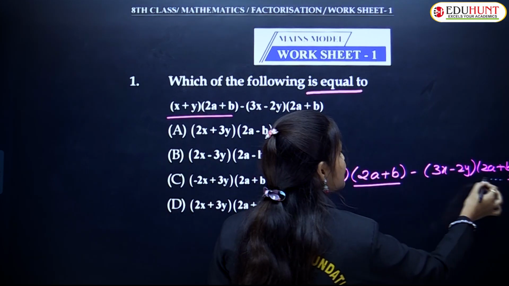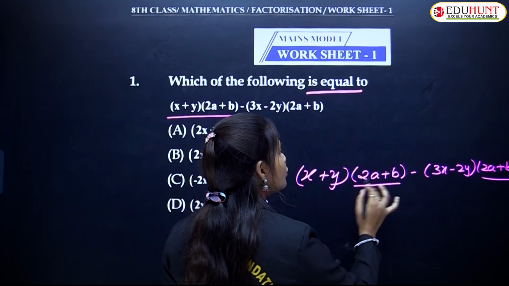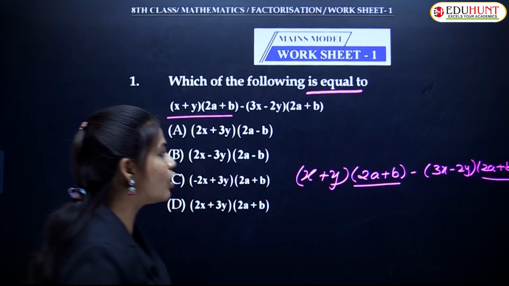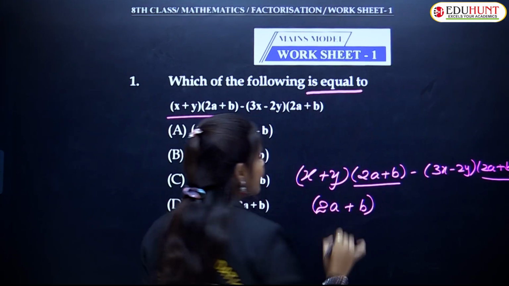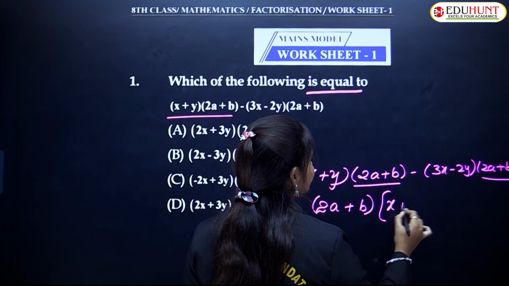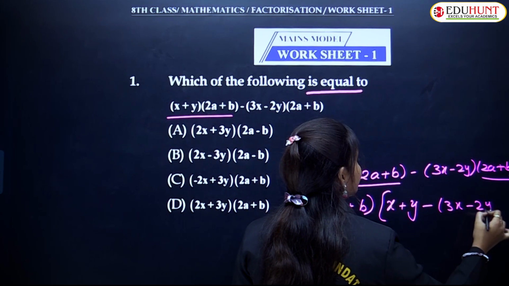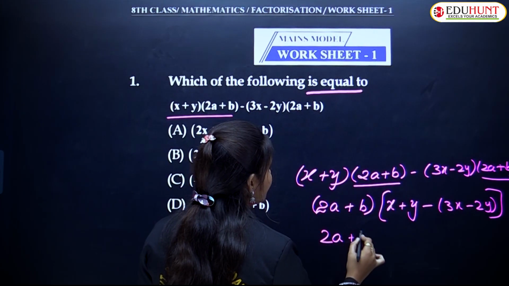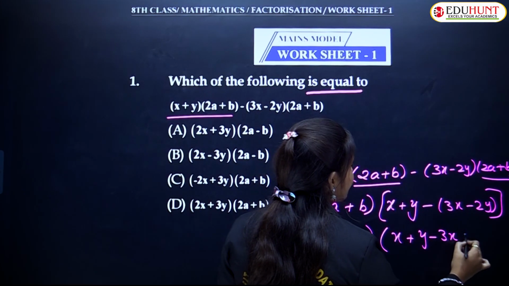Which one is in common? First we have to observe that. Which one is in common here? From the first term we have 2a plus b, and from the second term also 2a plus b is there. So 2a plus b is the common term. We can take 2a plus b as common. The leftover is x plus y from the first, and from the second, minus of 3x minus 2y. So we get 2a plus b into x plus y minus 3x plus 2y.